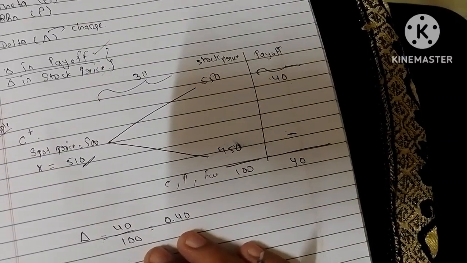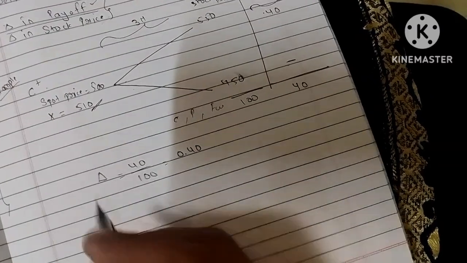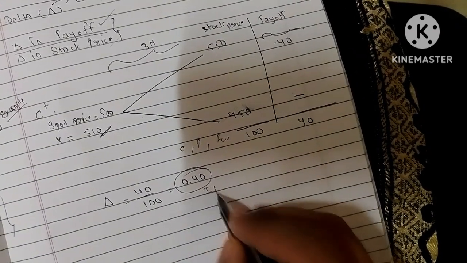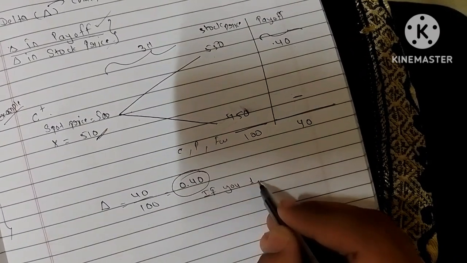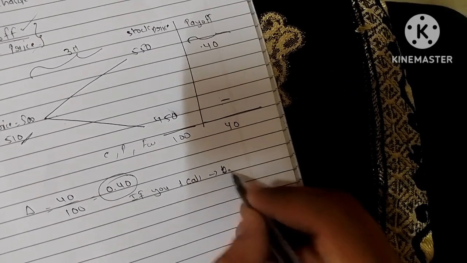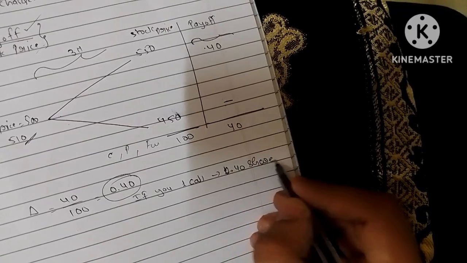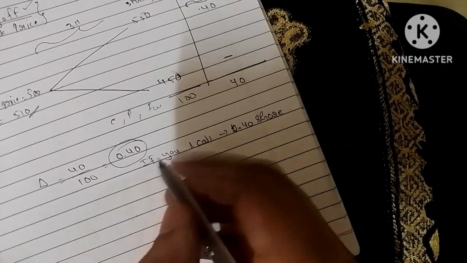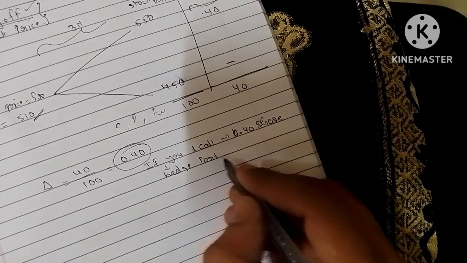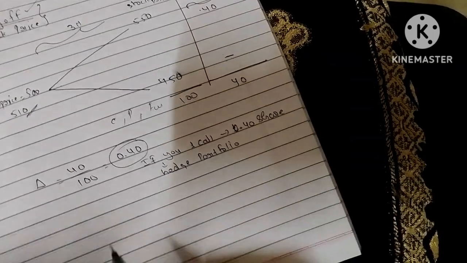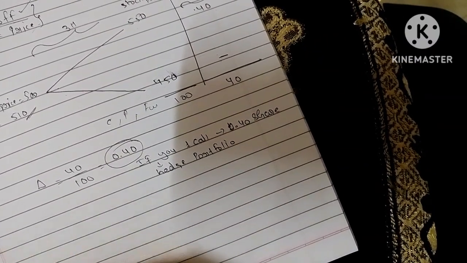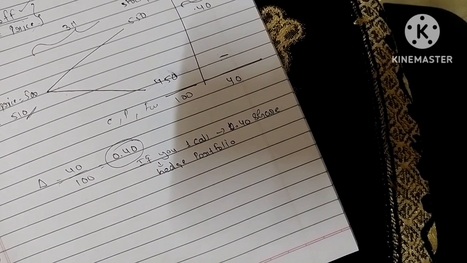This is not it, we have not ended this yet. What does this indicate? If you want to buy one call, you have to buy at least 0.4 shares. This will create a hedge portfolio for you. The second thing I am going to talk about is what the delta indicates.